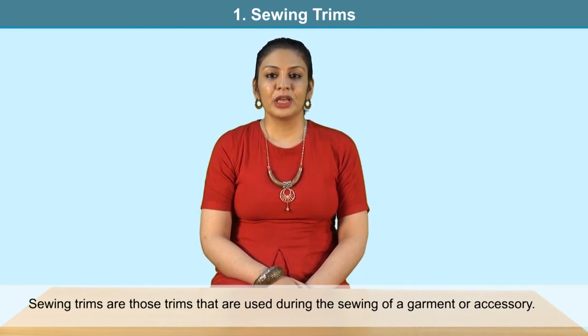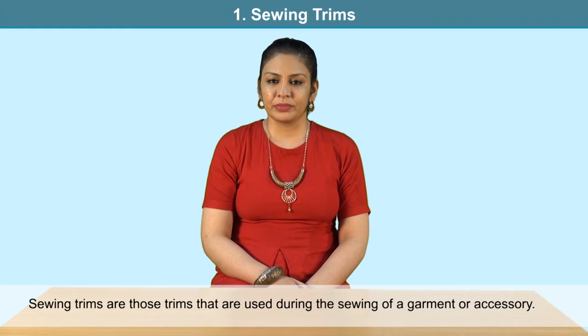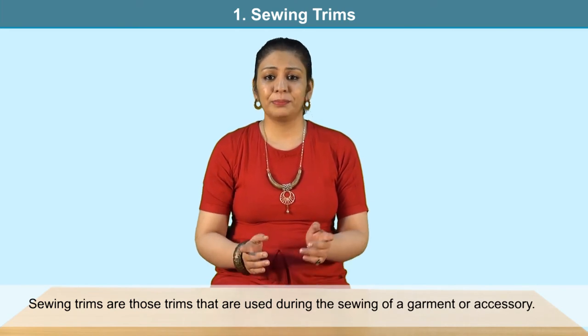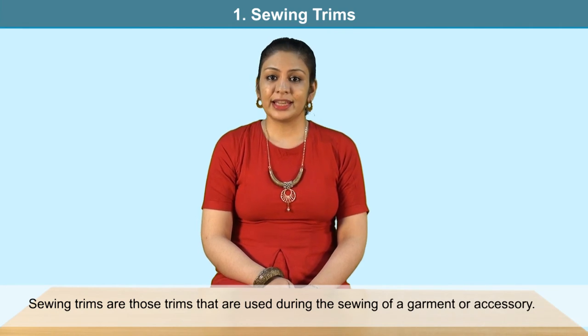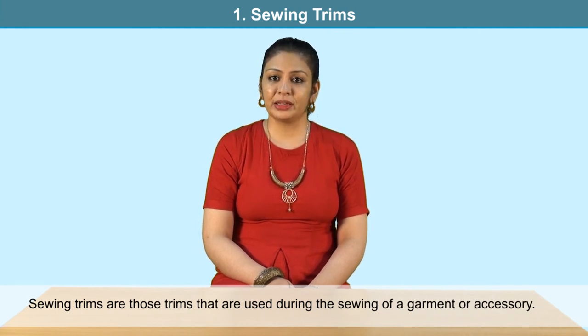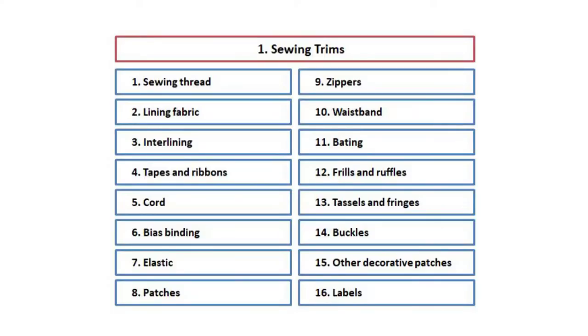These include closure items like zipper, structure providing items like batting, pads, and decorative items like patches and appliques. The main brand label that is attached to the product for primary branding and promotion comes under sewing trims. Now let us list some of these sewing trims.